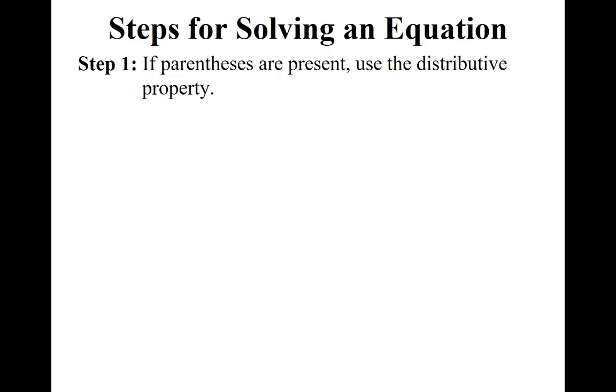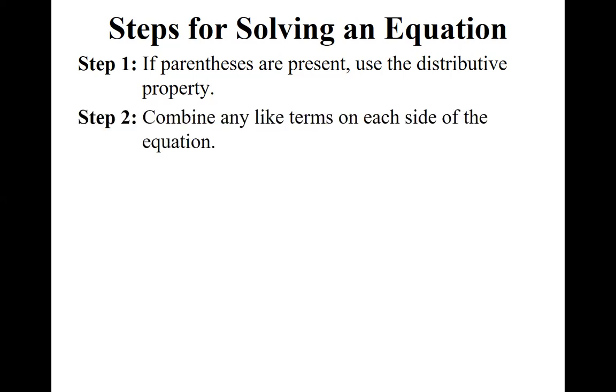So what have we seen? We've seen that the steps for solving an equation are, if parentheses are present, use the distributive property. Get rid of those parentheses. Then combine any like terms on each side of the equation. Combine like terms on the left, combine like terms on the right.